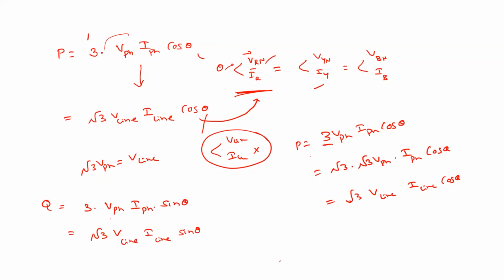Okay. Similarly, apparent power S. So apparent power is 3 times V phase, I phase, right? Or in other words, root 3 times V line, I line. Agree?